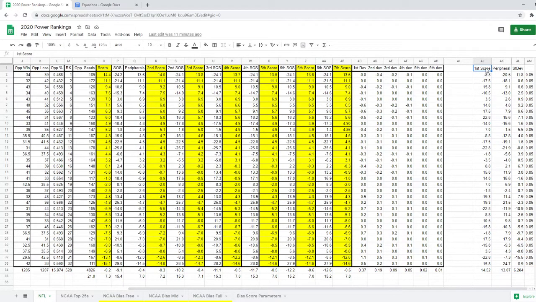Basically, the first score here is the chunk that is based off opponent's winning percentage. And this is the chunk of the peripheral that is based off strength of schedule. And what I do is I subtract them from each other and I take the standard deviation, and I try and figure out how to get the smallest standard deviation across all of these.